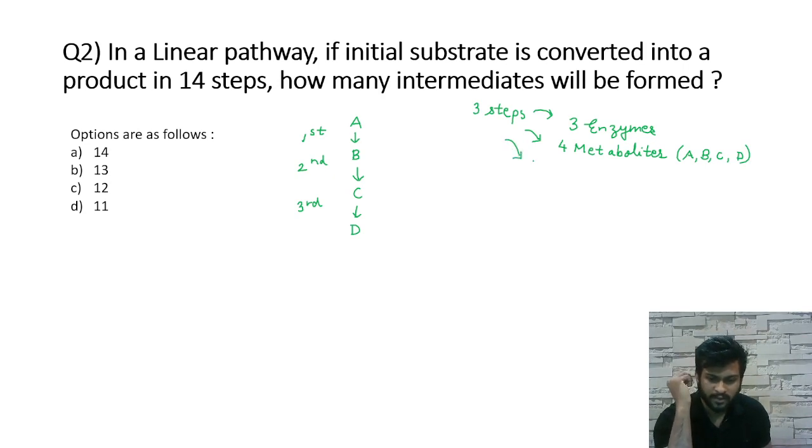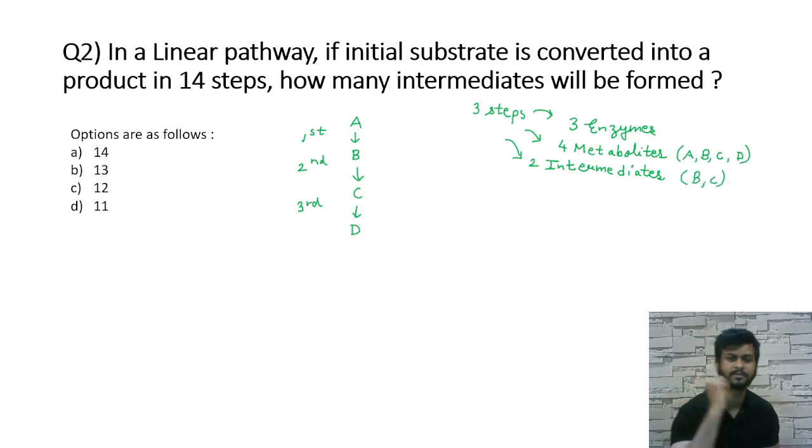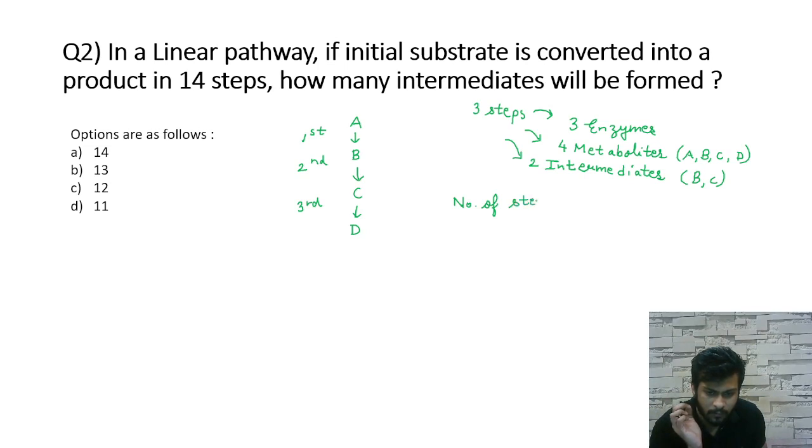There are 2 intermediates, B and C, except initial substrate A and final product D. What are left? B and C. So they will be known as intermediates. We can deduce one thing from here. Number of steps equal to number of enzymes. There were 3 steps and there were 3 enzymes involved. So we can say that number of steps equal to number of enzymes.